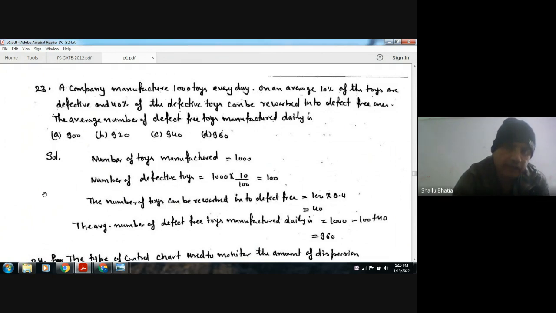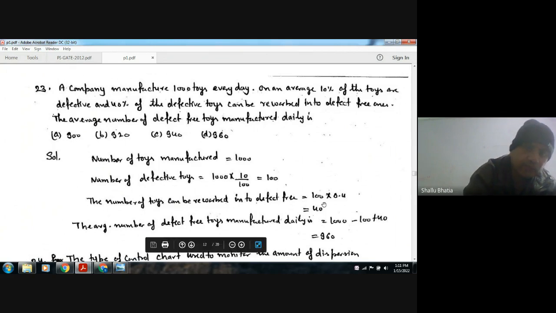Okay. As 1,000 toys are manufactured every day, and only 10% are defective, the number of defective toys is 100. These defective toys can be reworked, and only 40% of them can be reworked. So the number of reworked toys is 100 into 0.4, so that is 40.